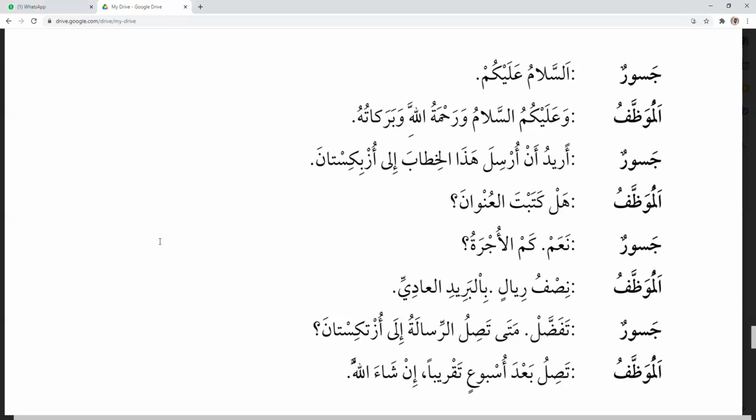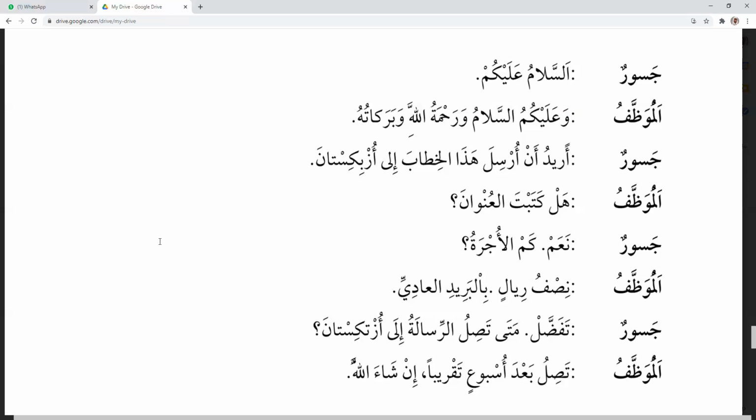It's not meant to be Uzbekistan, it's Uzbekistan. Nah. نعم. Proceed. When will it reach? When will the letter reach Uzbekistan? تصل بعد أسبوع تقريبا إن شاء الله. It reaches after a week. It will reach after a week.